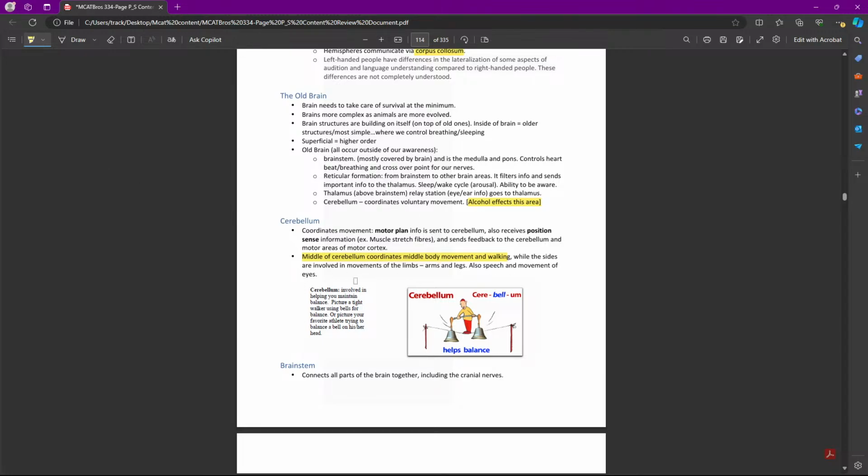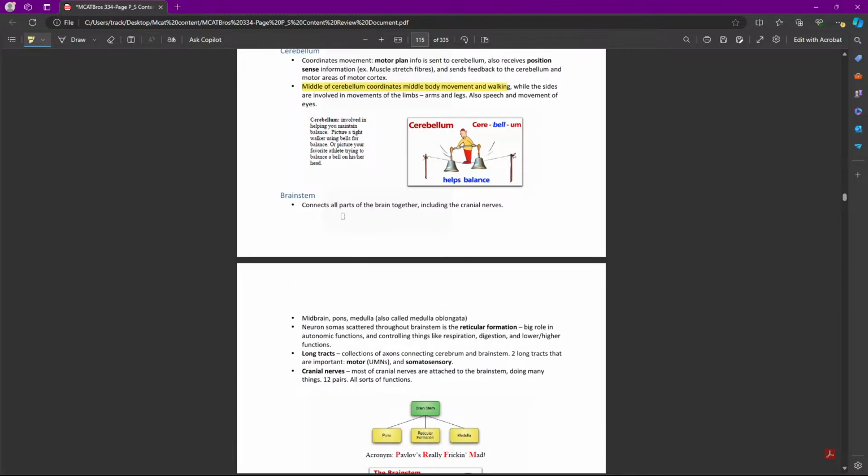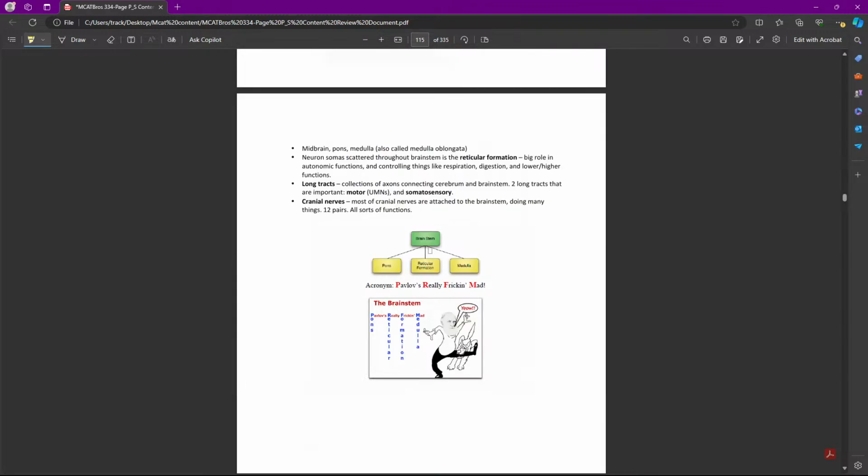The brainstem connects all parts of the brain together, including the cranial nerves. The midbrain, the pons, and medulla, also called the medulla oblongata. Neuron somas are scattered throughout the brainstem, in the reticular formation. Long tracts are collections of axons connecting the cerebellum and brainstem. They can be motor or somatosensory, which we talked about earlier. Cranial nerves are the nerves that attach to the brainstem, and they're in 12 pairs found throughout our face. So our brainstem: pons, reticular formation, medulla.